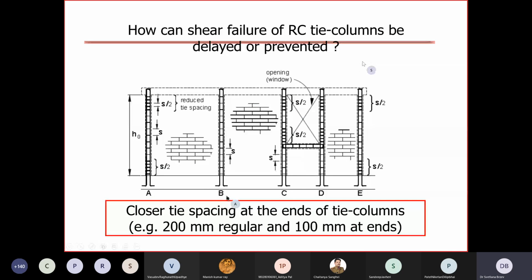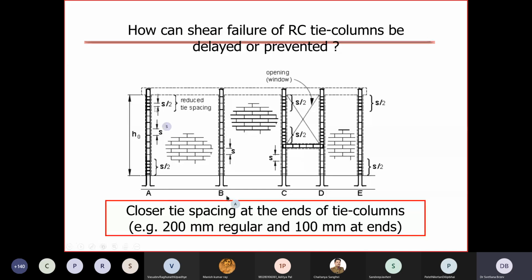So what can be done to prevent or delay this type of damage? Some guidelines, again this is from the ERI guideline, propose a closer spacing of ties in tie columns in the top and bottom portions. If, let's say, the spacing is normally 200 millimeters, then in these regions it is 100 millimeters. Another option that many countries accept and have adopted is to use uniform spacing, and I believe that will be the case with India, with the draft Indian masonry standard: use a smaller spacing, something in between, like 150 millimeters uniform spacing, and that is already better than 200 and would be a compromise between these two.